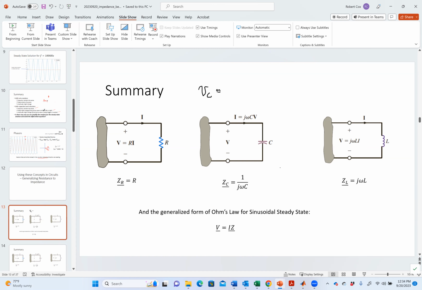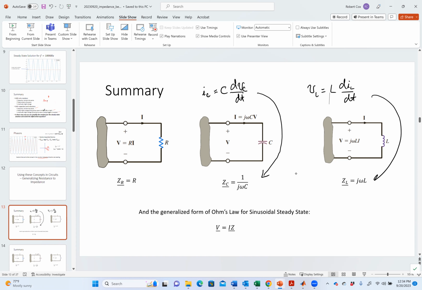Capacitor current, I sub C, equals C dVc dt. And we know that for the inductor, V sub L equals L di L by dt. What we said is that when we have sinusoidal stuff, we can relate their phasors using this relationship here, and we can relate the phasors using this relationship here for the inductor. And we have this generalized statement of Ohm's law that we use, where V equals I times Z.